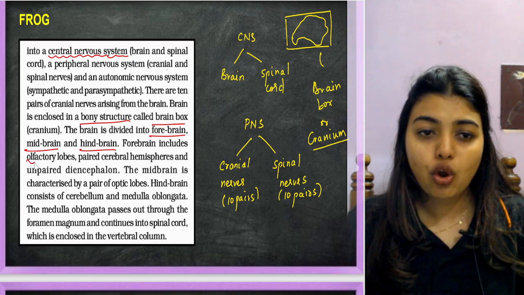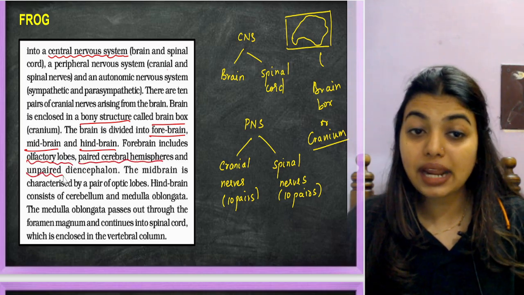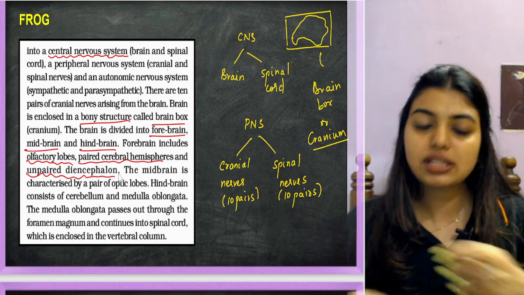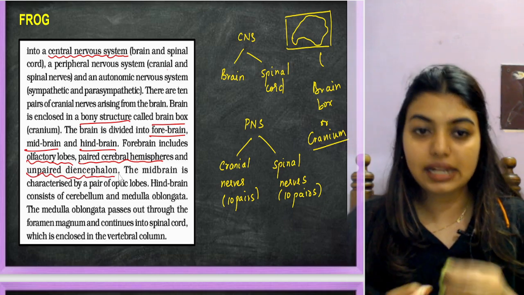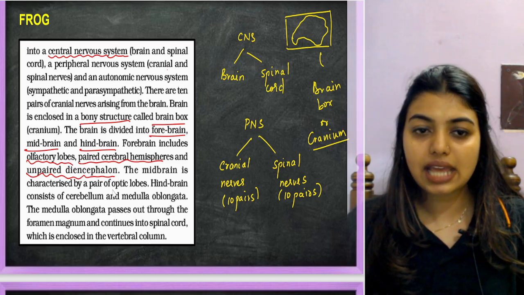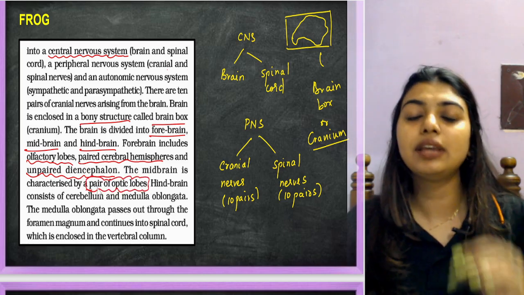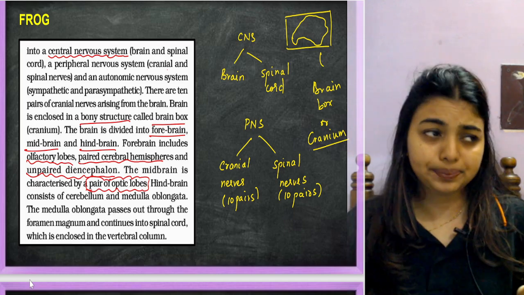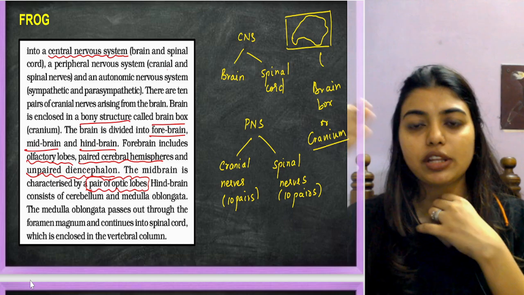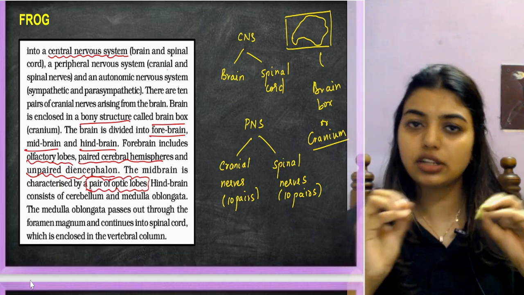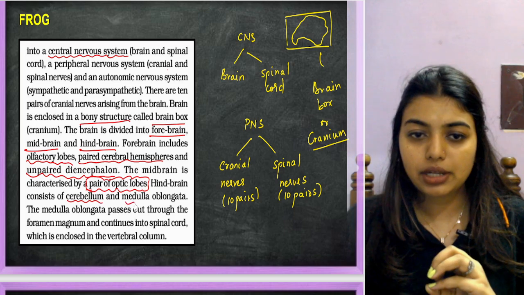Forebrain includes olfactory lobes, paired cerebral hemispheres and unpaired diencephalon. Okay, similar to us. The midbrain is characterized by a pair of optic lobes. Okay, only optic lobes are there. In ours we study corpora quadrigemina, where we have superior lobes, inferior lobes, optic lobes and auditory lobes, but here they're talking only about optic lobes.